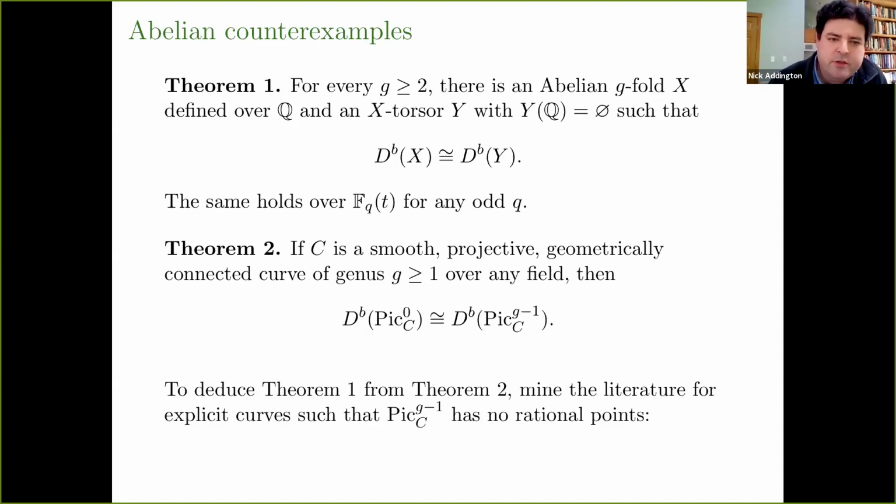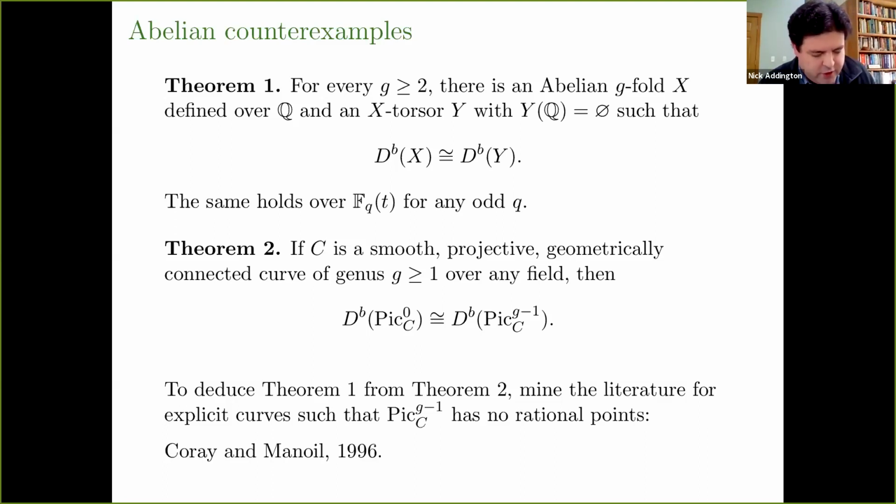And so to deduce the second theorem from the first one, we dig through old papers to find some explicit curves such that Pic g minus 1 doesn't have any rational points, which, by the way, is slightly stronger than saying that there are no line bundles of degree g minus 1. There's a subtlety there that turns out to be really interesting.